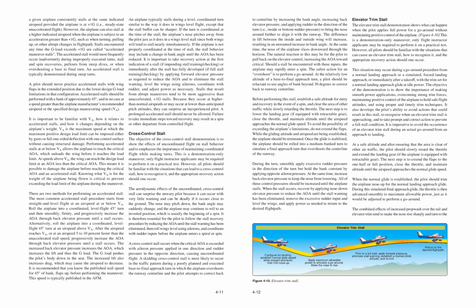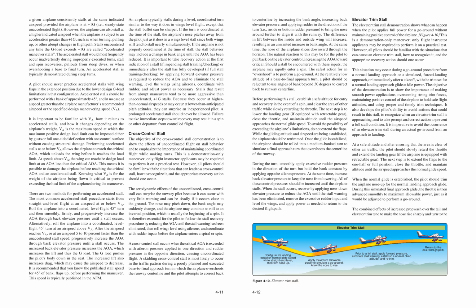A pilot should never practice accelerated stalls with wing flaps in the extended position due to the lower design G-load limitations in that configuration. Accelerated stalls should be performed with a bank of approximately 45 degrees, and in no case at a speed greater than the airplane manufacturer's recommended airspeed or the specified design maneuvering speed, VA.